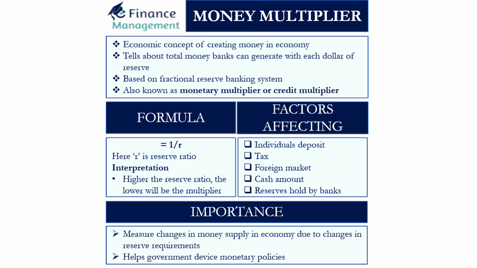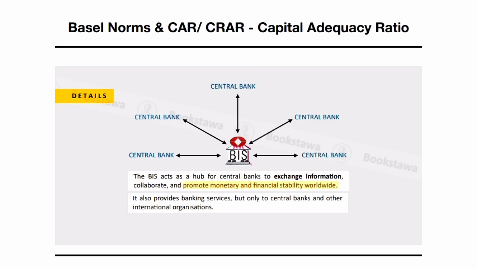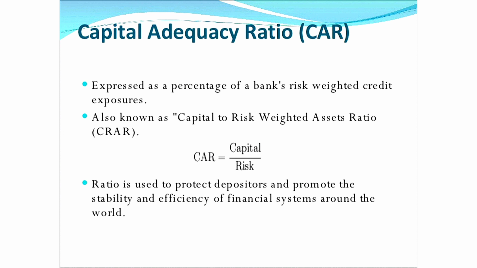The number three is capital adequacy ratio. So the capital adequacy ratio is determined by dividing the bank's capital by the aggregate risk weighted assets for credit risks, operational risks, and market risks. And this calculation involves adding a bank's tier 1 capital, then tier 2 capital, and dividing the sum by its total risk weighted assets.